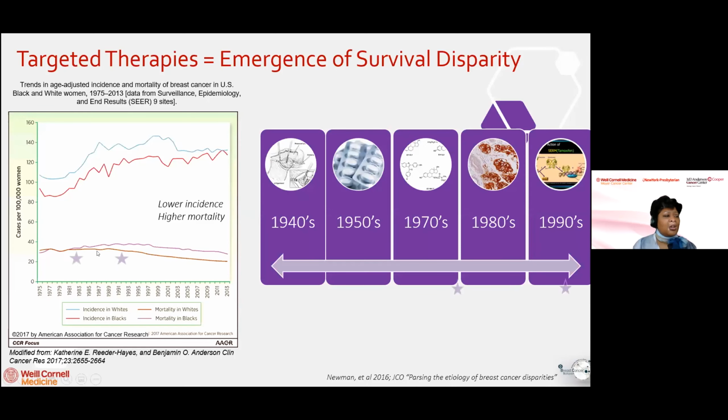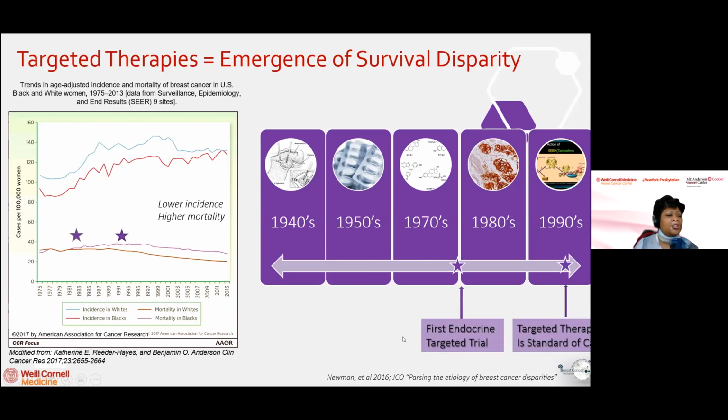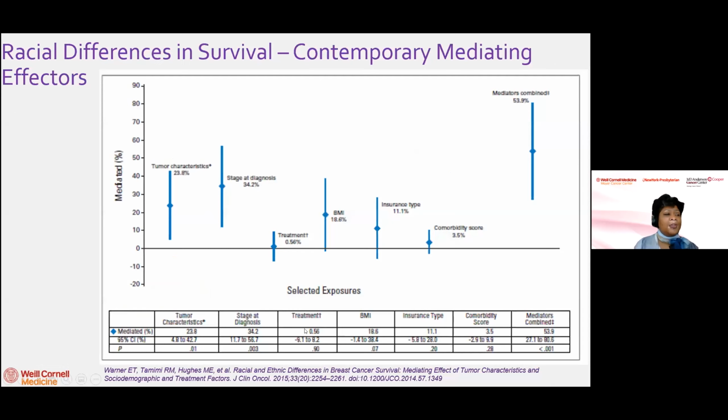The gap starts to emerge at the implementation of endocrine targeted therapies, where we see that the white American line starts to decline at a better rate. And this is primarily because these endocrine targeted therapies did not benefit the Black population as well as they did the white population.